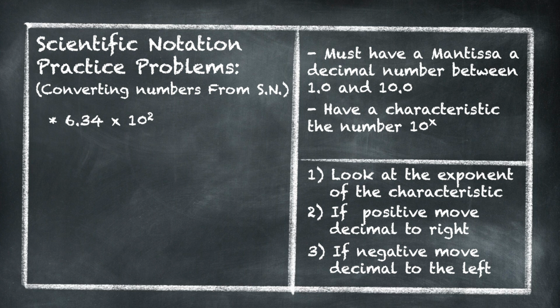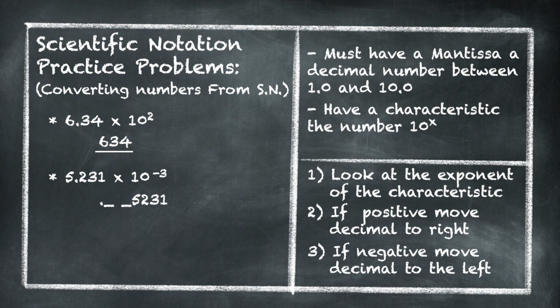This gives me a number in standard form of 634. Our second one is 5.231 times 10 to the negative third power. Okay, we look again at the exponent of our characteristic. We see it is a negative 3. That means we're going to move our decimal place to the left 3 places.